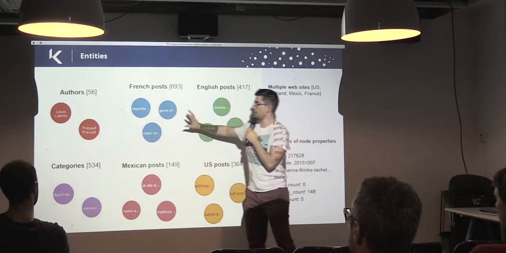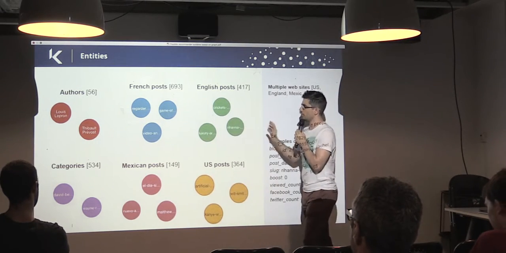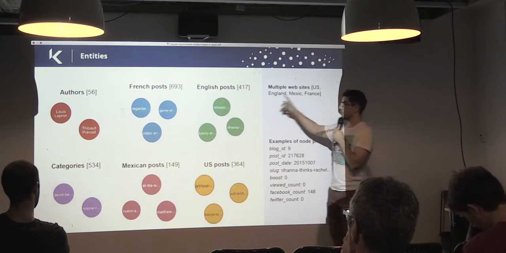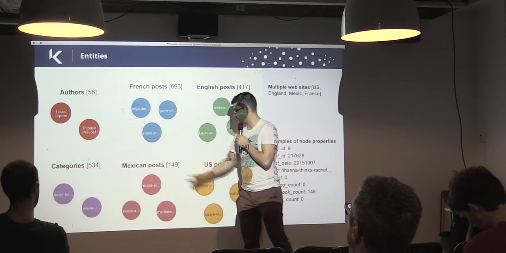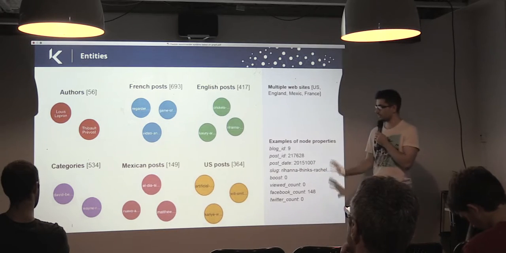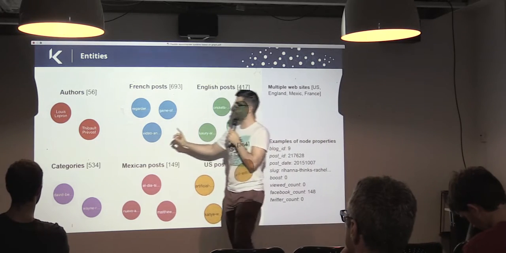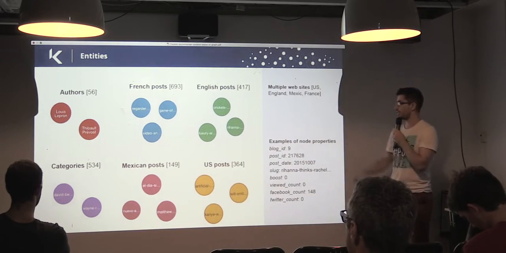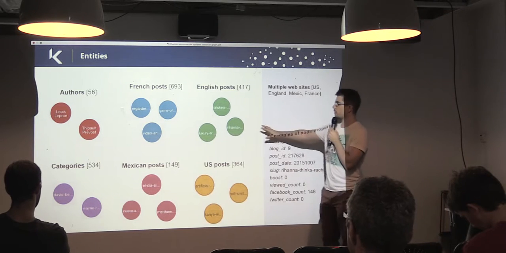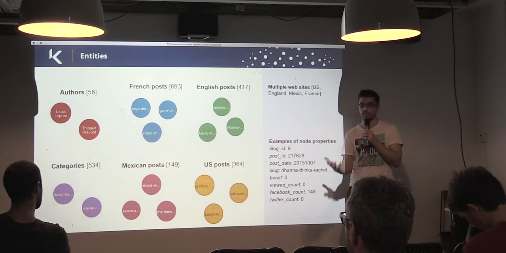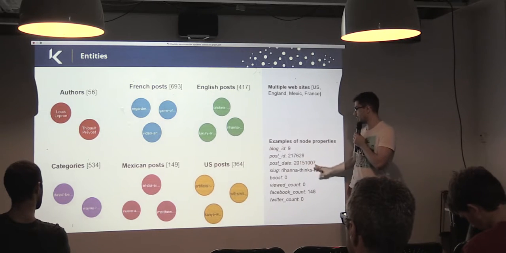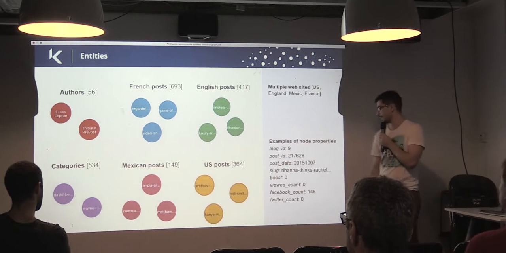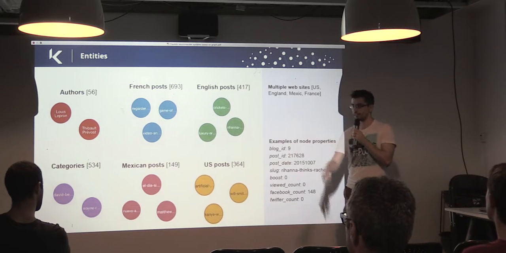So we have, in the graph database, all these entities as nodes. There are posts in several languages, because there are several websites, in fact. And you can see the numbers of nodes aside the posts. So this is one kind of node. And you also have the authors and the categories of the posts. So these are all the entities that are in the graph. And for all the posts, you also have a list of properties, especially the published dates, the Facebook count and Twitter count, and also a boost that I will explain after.